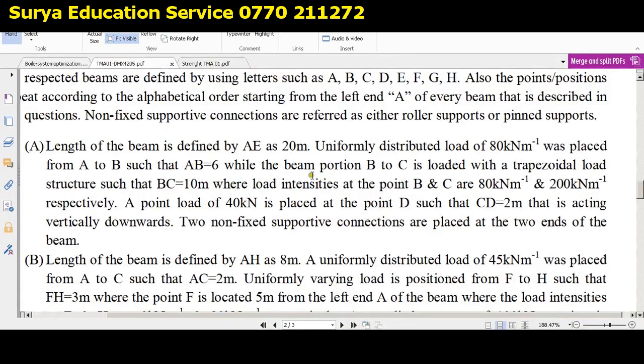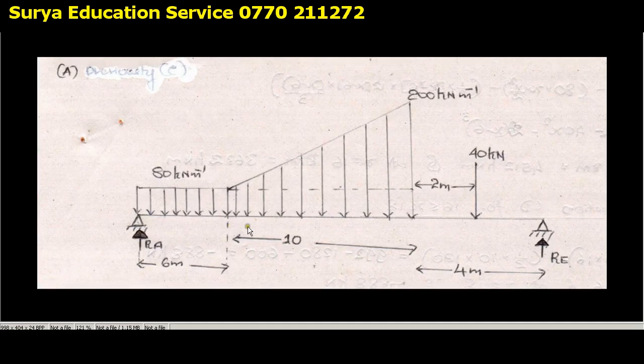And then the beam portion from B to C is loaded with a trapezoidal load structure such that BC equals 10. Be very careful guys, it's not complicated, but this is something that you have to understand carefully. So what is that BC equals 10? This is the point B, and this is the point C, right? This length is 10, and it's a trapezoidal load. As you can see, it is in the format of the trapezoidal load.